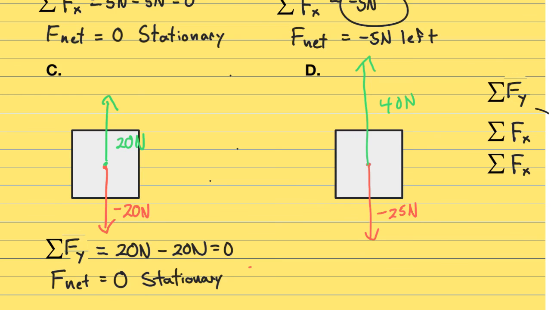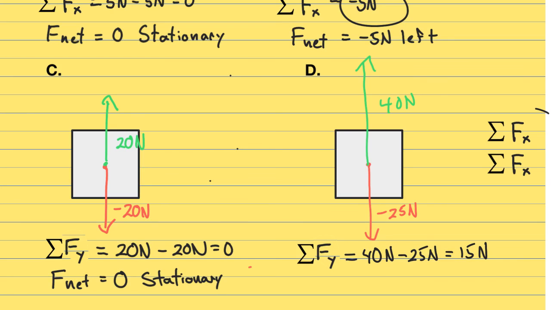Okay, so what do we do here? We go ahead and look at the summation of our forces in the y direction because there were no x direction forces on this object. So we take the summation of our forces in the y direction, and we set that equal to our normal force, which is 40 newtons, minus the 25 newtons. So that's going to be equal to 15 newtons.